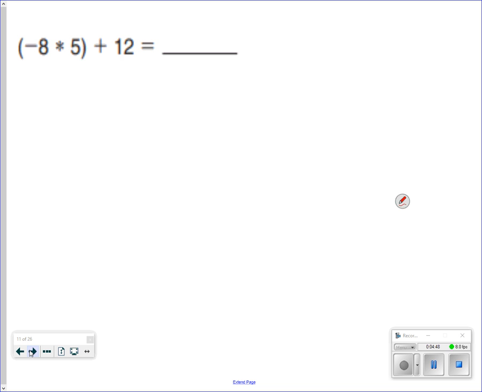Let's go in parentheses first. Negative 8 times 5. Well, 8 times 5 is 40. I have a negative times a positive, so my answer is going to be negative. And then I'm just adding 12.